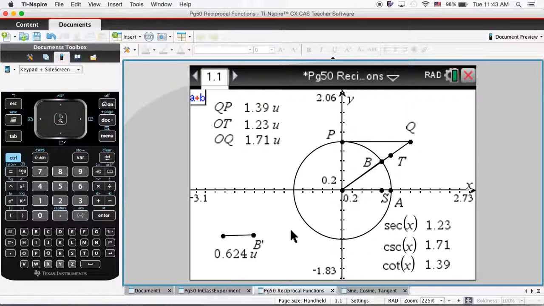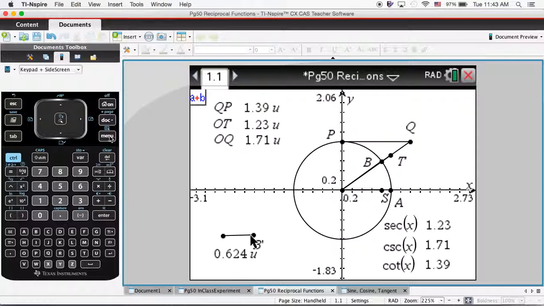1.39. And you notice that secant, which is 1.23, is exactly the same as the measurement or length of segment OT. Cosecant is the same as the length of OQ. Cotangent is the same as the length of this segment OP. So OT from here to here is equal to cosecant. No, I'm sorry, secant. And OQ is the same as cosecant, and OP right here is the same as cotangent.